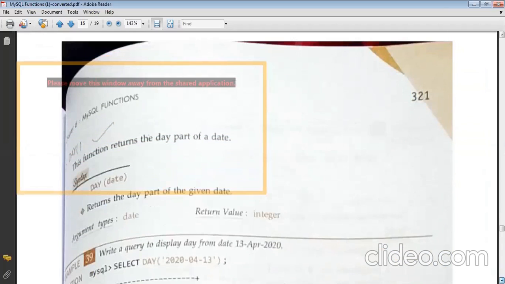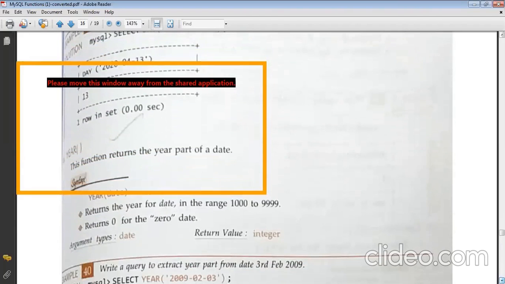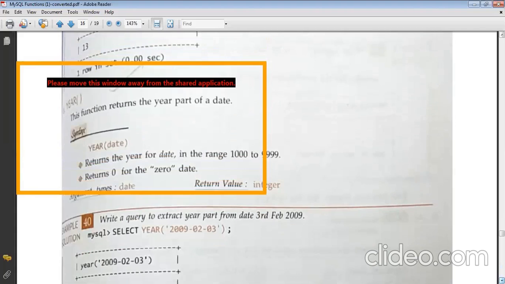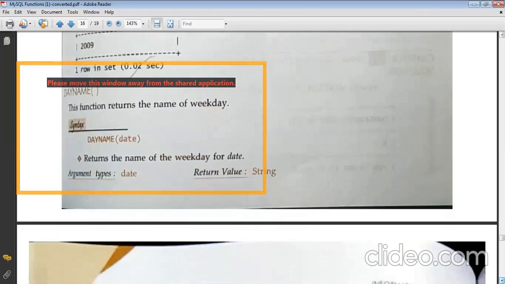Similarly, we have day. If you wanted to find out day, just write the day and the date for it. If you wanted to find out the day name, there is a function called day name. So you can just use the day name and the date inside it. If you wanted to find out the year, you can use year like this. So you can just read it once. See, the day name can be figured out like this.